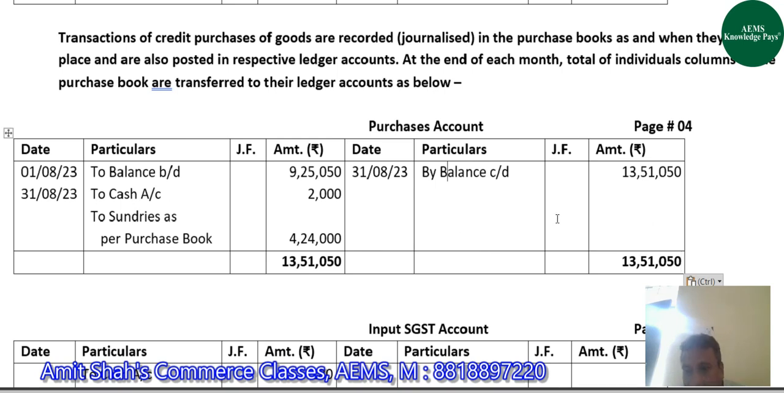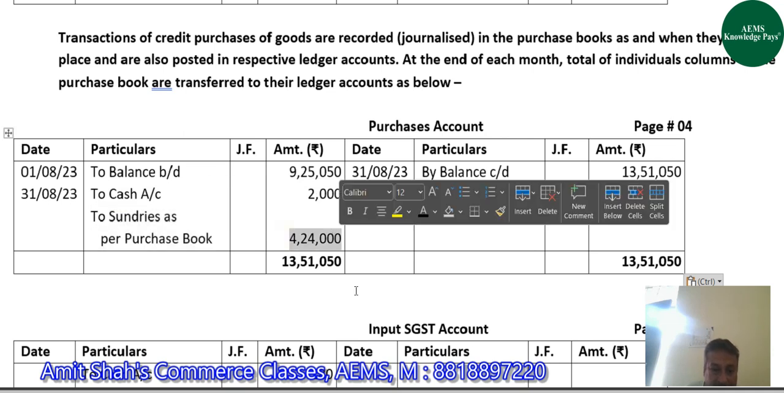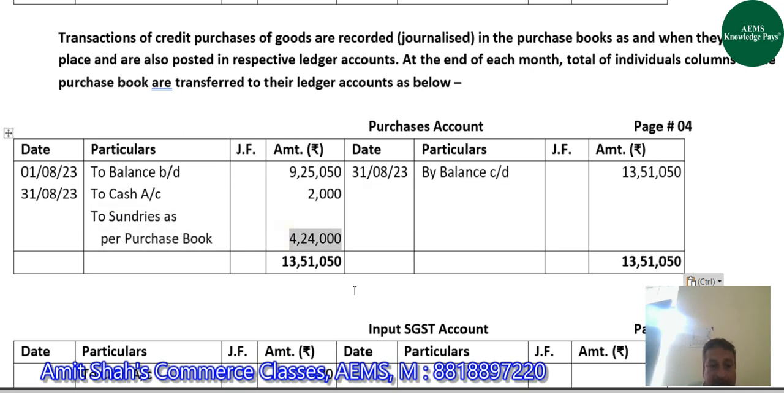Have you understood, guys, what I have explained about purchase account? I repeat, guys, in purchase account, all the transactions of purchase which are done in cash, that is by paying money in cash or by check, would be recorded individually. But total of credit purchase will come here in one go in one shot, not individually from the purchase book.